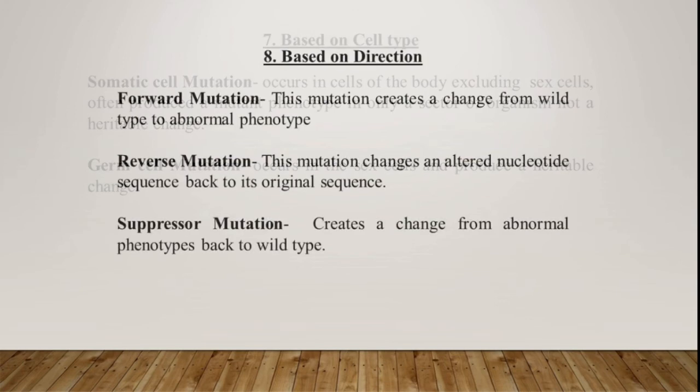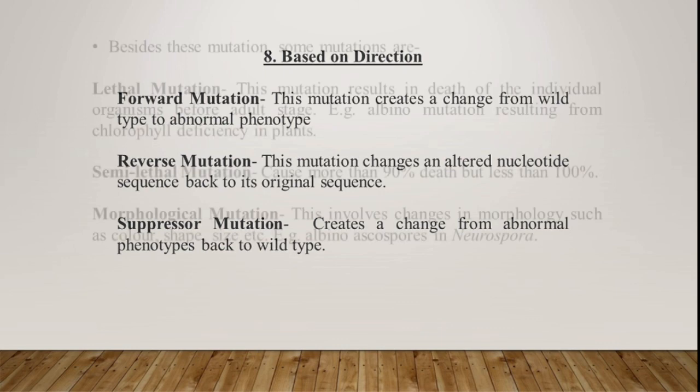Next parameter is direction. Based on direction, there are three types of mutation. First one is forward mutation, second one is reverse mutation, and third one is suppressor mutation. At first, we should know forward mutation. This mutation creates a change from wild type to abnormal phenotype. Next is reverse mutation. This mutation changes an altered nucleotide sequence back to its original sequence. And third is suppressor mutation. This mutation creates a change from abnormal phenotype back to wild type.